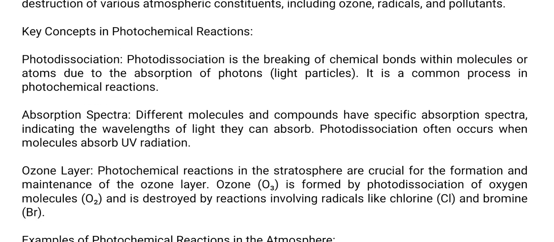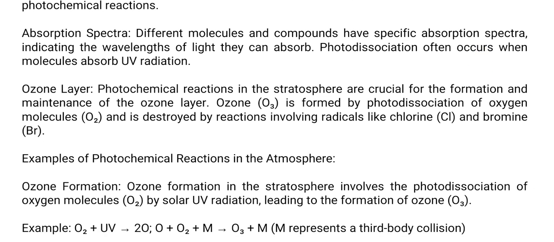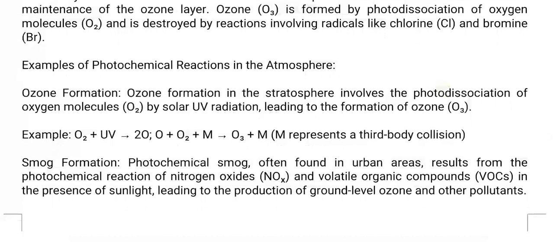And absorption spectra. Different molecules and compounds have specific absorption spectra indicating the wavelengths of light they can absorb. So, photodissociation often occurs when molecules absorb UV radiation. Then, ozone layer. Photochemical reactions in the stratosphere are crucial for the formation and maintenance of the ozone layer. Ozone is formed by photodissociation of oxygen molecules and is destroyed by reactions involving radicals like chlorine and bromine. Then examples of photochemical reactions in the atmosphere.